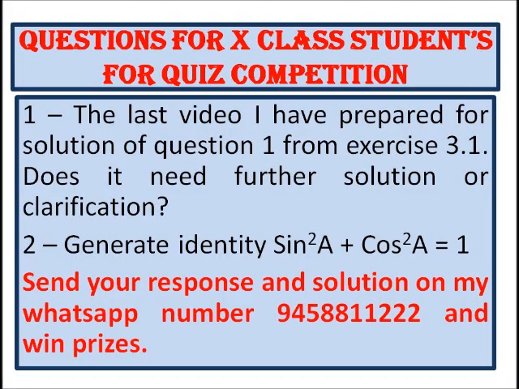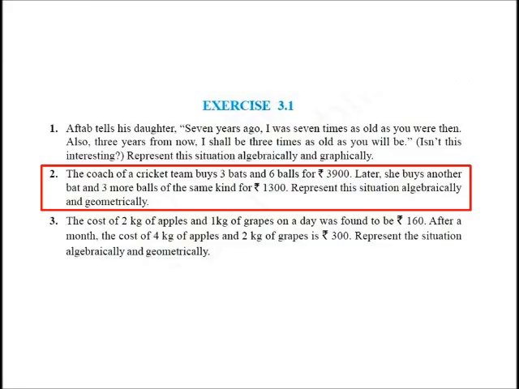Questions for 10th class students for quiz competition. First question. The last video I prepared was the solution of question 1 from exercise 3.1. Does it need further solution or clarification? Second question. Generate the identity sin square A plus cos square A is equal to 1. Send your response and solution on my WhatsApp number 945881122 and win prizes.